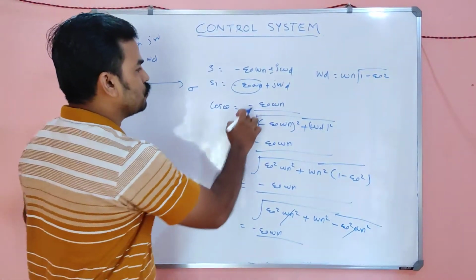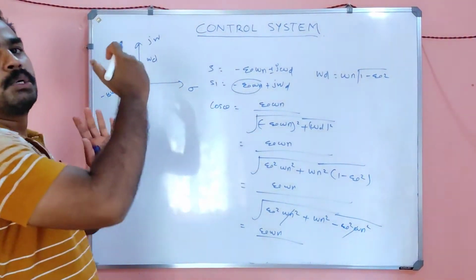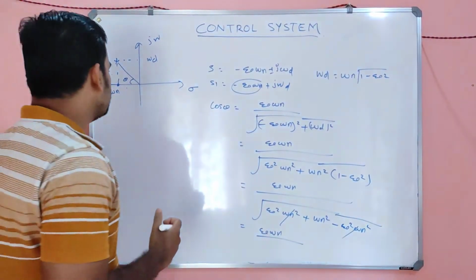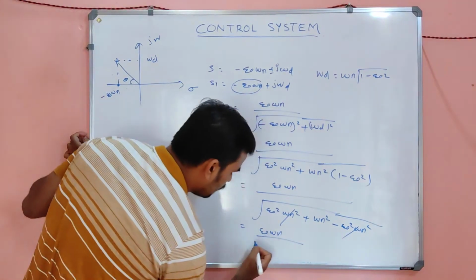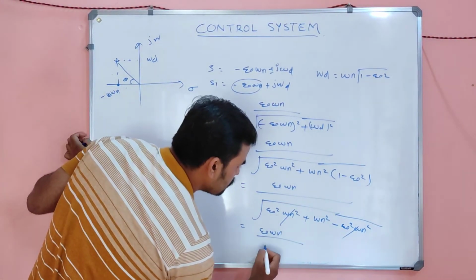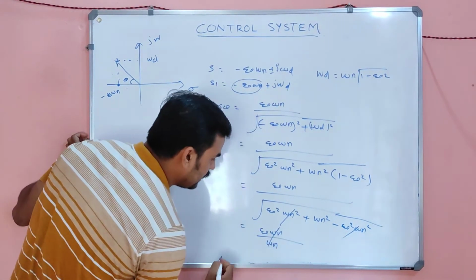Simply take the magnitude, because cos theta is just an angle, for simplicity of derivation. So zeta omega n divided by omega n, and omega n gets cancelled.